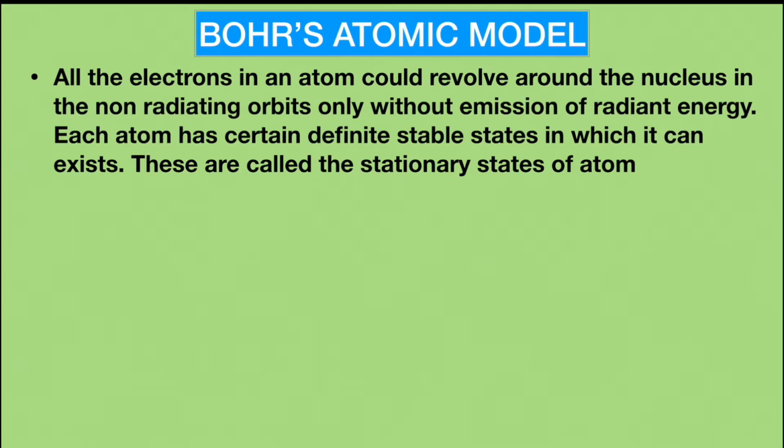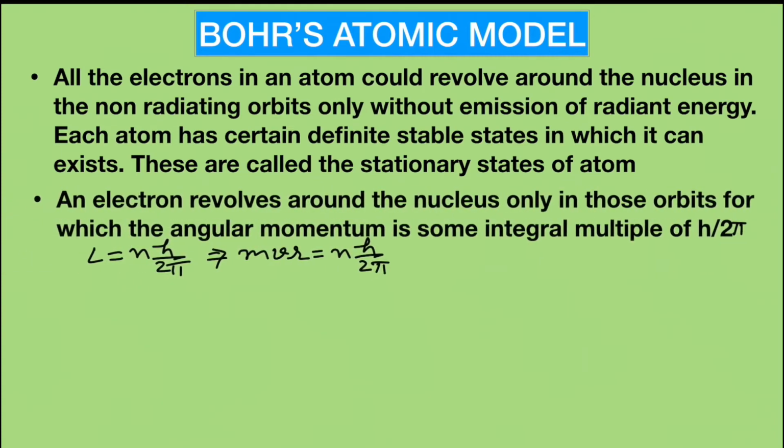Then the question arises, what is the specification of these orbits? That was explained by Bohr in the second postulate. So just see the text of second postulate. It is clearly mentioned here that an electron revolves around the nucleus only in those orbits for which the angular momentum is some integral multiple of h upon 2 pi. So this statement describes the stationary orbit, and the criteria of this stationary orbit is the angular momentum. So angular momentum would be integral multiple of h upon 2 pi.